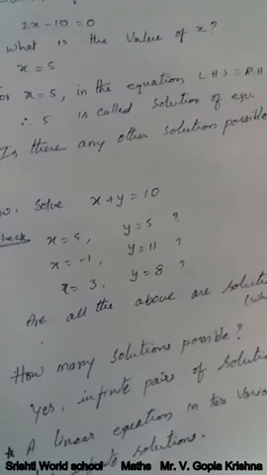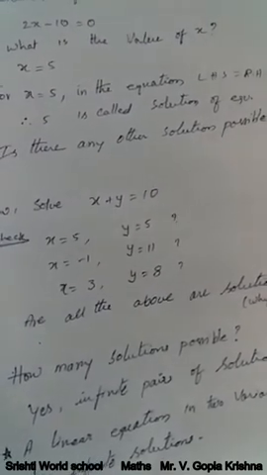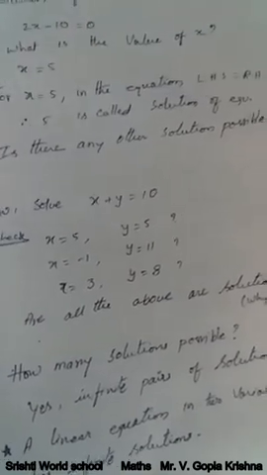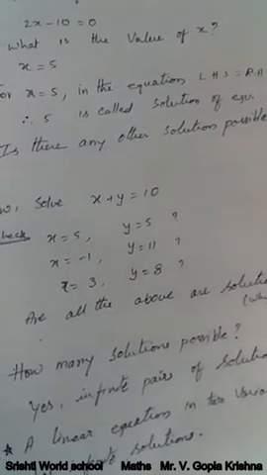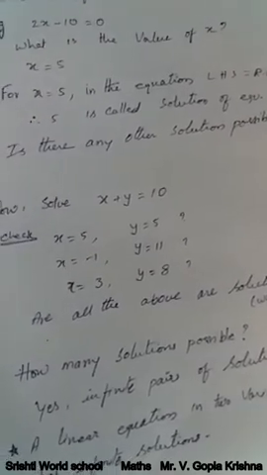Could you get some more solutions? Yes, obviously there will be some more solutions possible. That is, for example, like 6 and 4. Someone says like 1 and 9. At the same time, it can be 9 and 1.